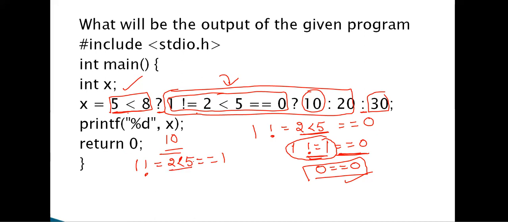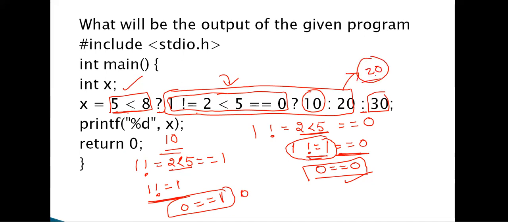What happens? 2 less than 5, the value is true. 1 not equal to 1. First, this expression is evaluated. This expression is true. So 0 is equal to 1. This expression is also false. In that case, the output is 20. You got it? Yes. This is the way to calculate the conditional operators.